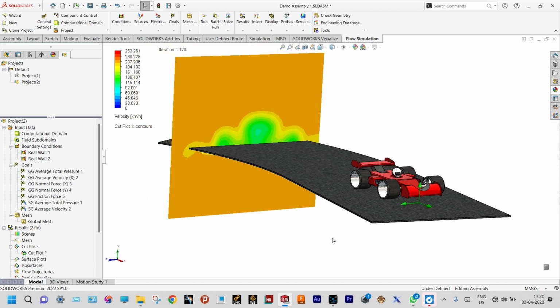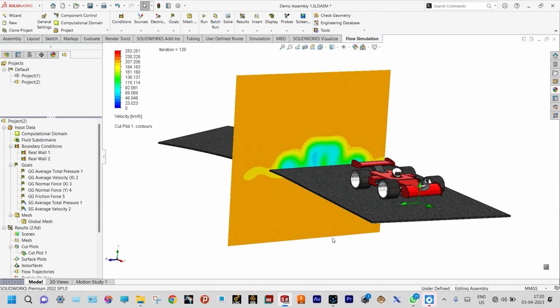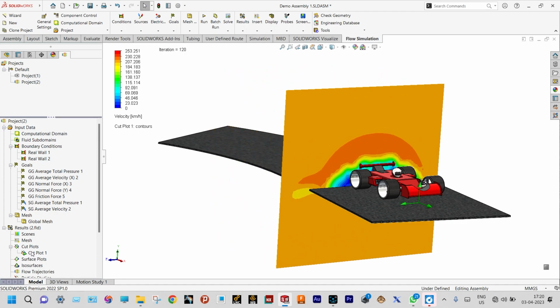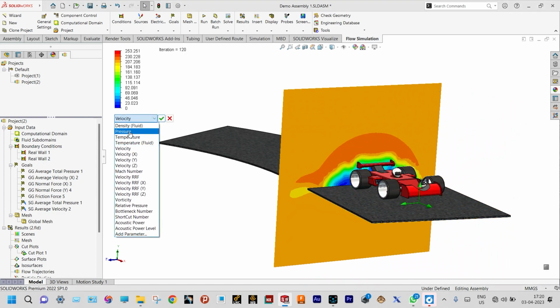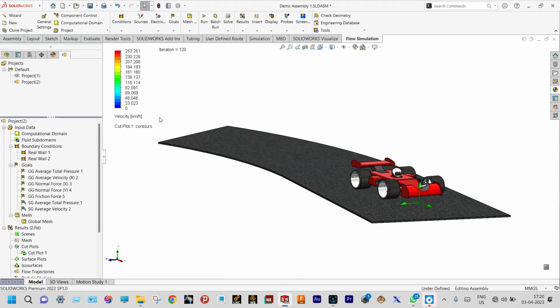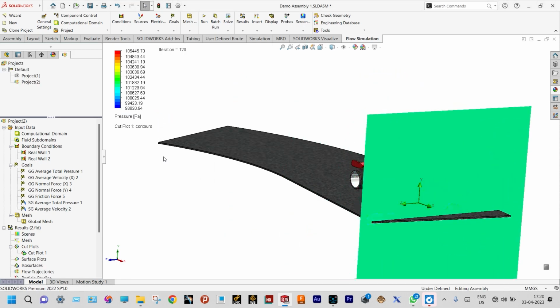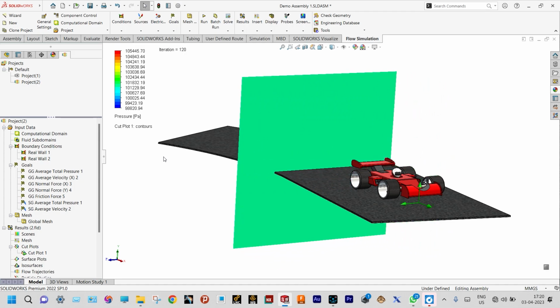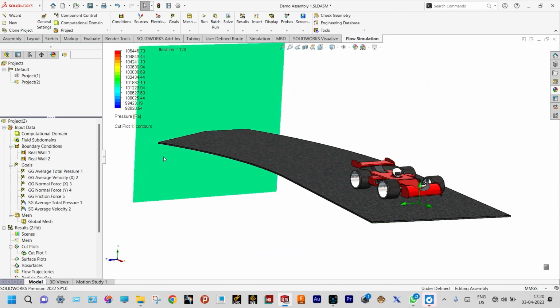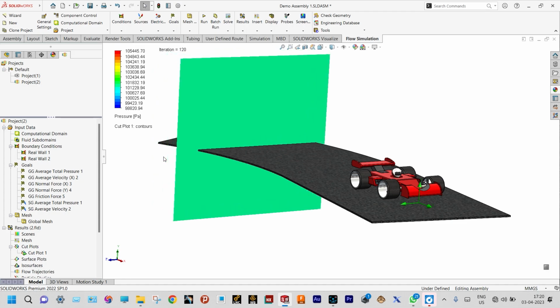Okay, let us clear and hide this one. Instead of that one, we can see pressure also. Let us change it to pressure again. From right plane, we'll see pressure distribution. So we cannot say that much of changes in pressure distribution, right? So let us clear and hide this one.